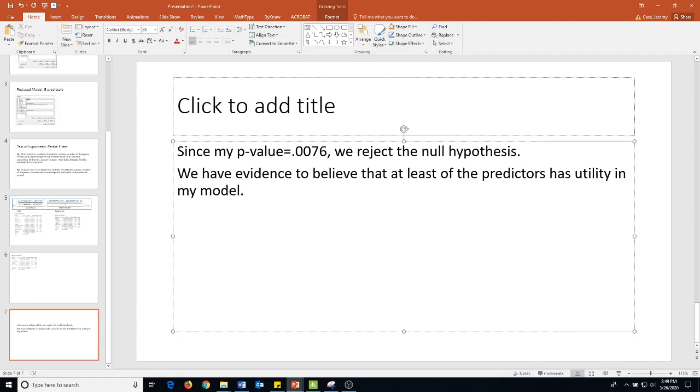So anyway, this is an example of the partial F test in action. Kind of surprised me, actually, as well.